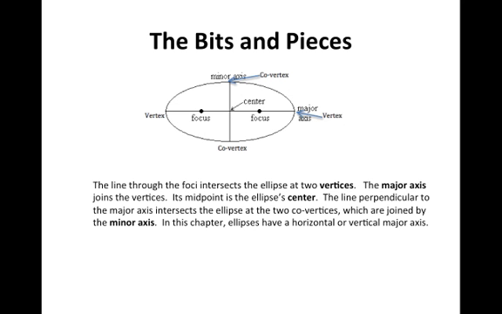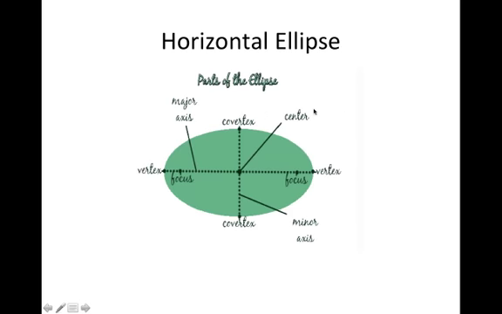Now, in this chapter, for our purposes, ellipses will either have a horizontal or a vertical major axis. This is a case where the major axis is horizontal. So here's another picture of it. Here's a horizontal ellipse. We know that this is the major axis because it's got the vertices and the foci on it. The minor axis has only the covertices. Now for ellipses, the major axis is always longer than the minor axis. So a is always bigger than b.